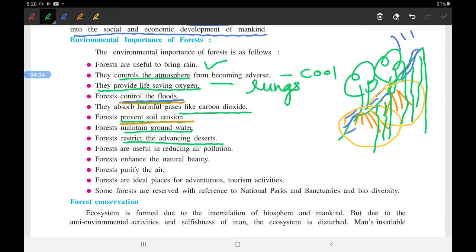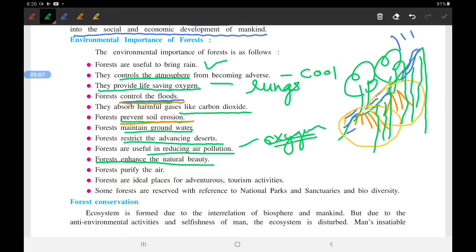Next, forests are useful in reducing air pollution. Why? Because they give out oxygen, and that's why they reduce air pollution. Next, they enhance beauty. Now this is very important. Just imagine, would you love to go to a desert where there are no trees, or would you love to go to a forest where there are a lot of trees? It is simple. You will love to go to a forest. So they enhance the natural beauty of that area.